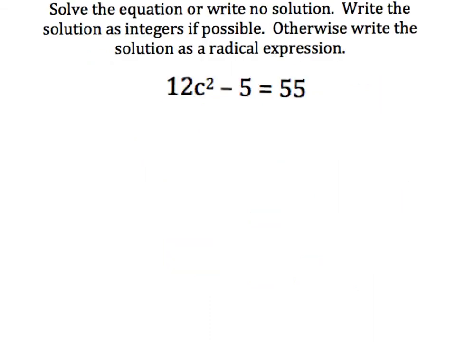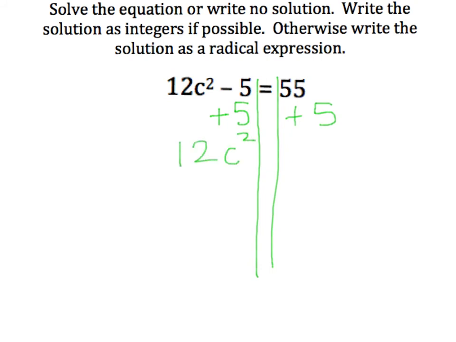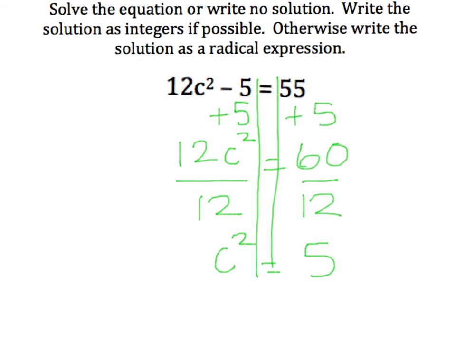Here we've got a quadratic equation that's going to require a few more than just one simple step like our last equation. So I'm going to throw in my railroad tracks here. And just like in chapter 3, my first goal is to isolate the variable. So to do that, I need to get rid of minus 5. And to get rid of minus 5, I'm going to add 5 to both sides. So I'm going to simplify my equation. 12c squared equals 60. Now, to isolate my variable, to get c by itself, I divide both sides by 12. When I do that, I'm going to get c squared equals 5, because 60 divided by 12 is 5.